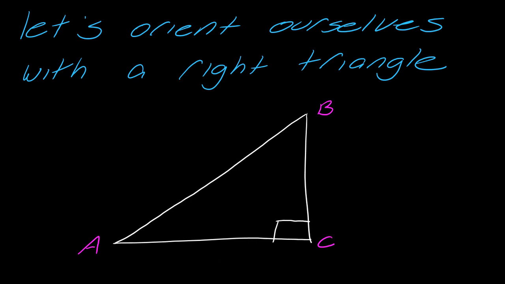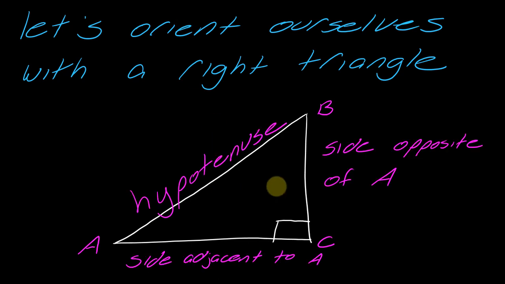And so the important things that you need to know: the hypotenuse, what we call this side. It's very important that you know what this side is called. It's called the side opposite of A. I know it seems really obvious, but it's super, super important. And then down here, this is the side adjacent to A.